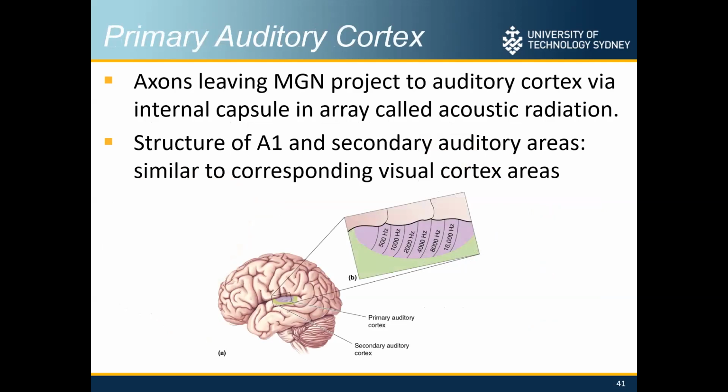Axons that leave the MGN project to the auditory cortex via the acoustic radiation. It was determined that the structure of A1, which is the primary auditory area, and the secondary auditory areas are similar to the visual cortex areas. Furthermore, you can see that the frequency mapping is also preserved in the cortex as well, as you can see in this diagram.